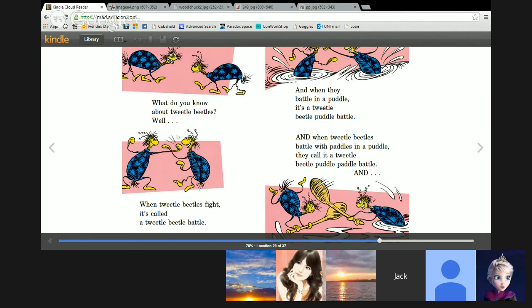And when they battle in a battle, it's tweedle beetle battle. And when tweedle beetles battle with paddles and a paddle, they call it tweedle beetle battle. Okay. All right. So now I can hear you have a bit of a similar problem to Shadow in distinguishing P and B. Okay. So, like I said, make sure that you really puff on those P's, because that's actually one of the biggest ways in which you can make these sounds more distinct.